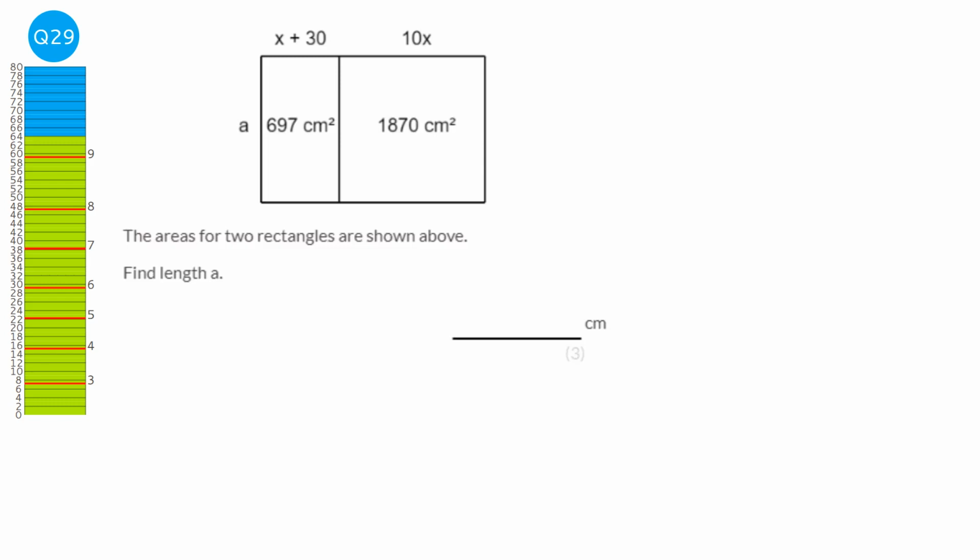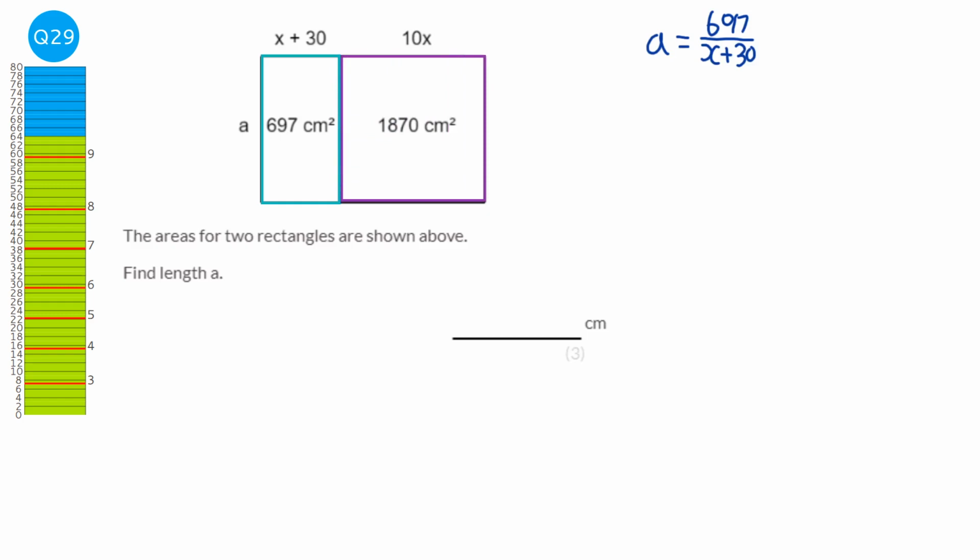I'm going to first of all just focus on this rectangle here. And we know that to find the area of a rectangle, you multiply the two lengths. And when you've multiplied them for this rectangle, we get 697. But let's write down what A is equal to. And A will be equal to the area, which is 697, divided by the length at the top, which is x plus 30. Now let's focus on the other rectangle.